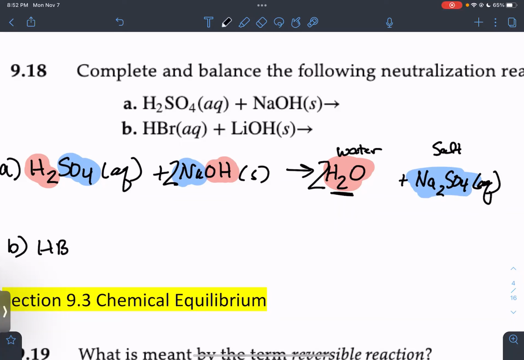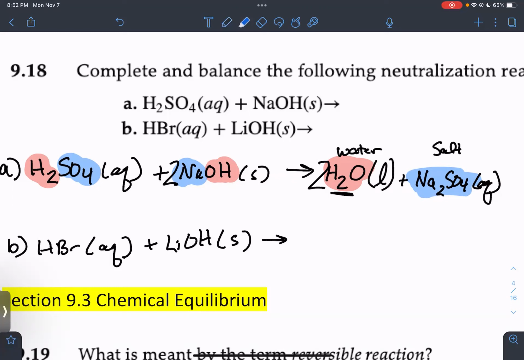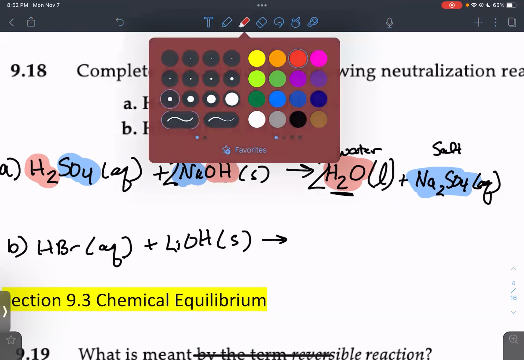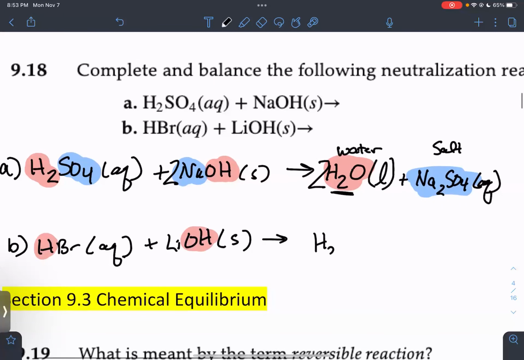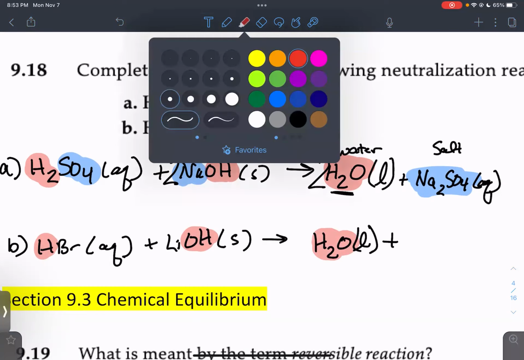We have HBr aqueous plus LiOH solid. And what are we going to form? Oh, and I didn't yell. Okay, so that's an I, that's Li. All right, so I know I'm going to make water. Let me do that in red, just like I always do. I'm going to have H and OH, so I'm going to make H2O, and that's a liquid, so I don't forget. And that's my red. Then what do I have left?